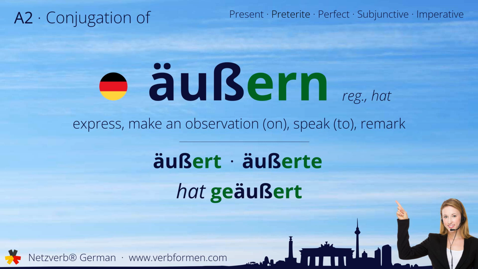Today we're going to learn how to conjugate the German verb äußern. Watch and listen to the forms carefully. Let's start with the stem forms. Äußert, äußerte, hat geäußert. Now let's move on to the tenses.